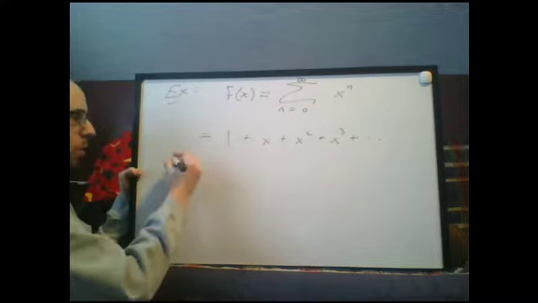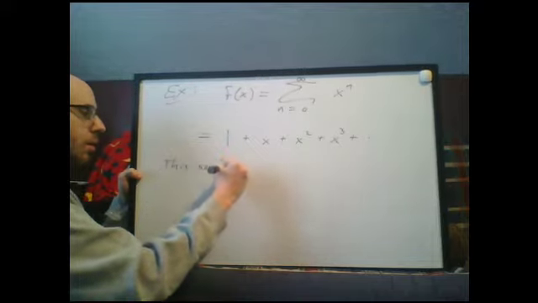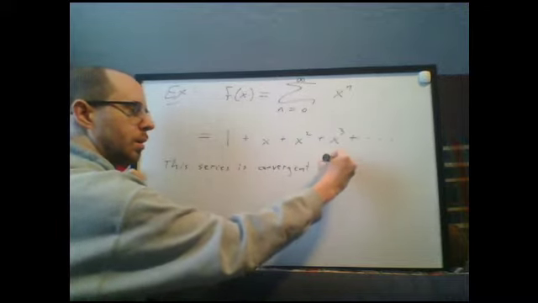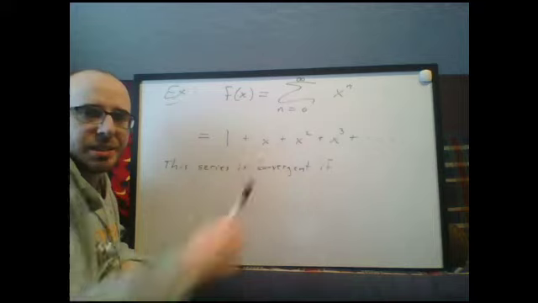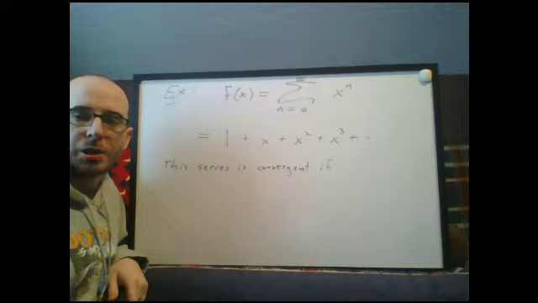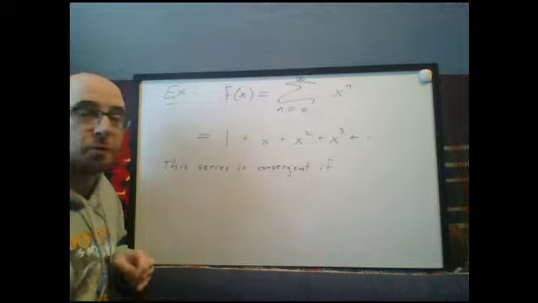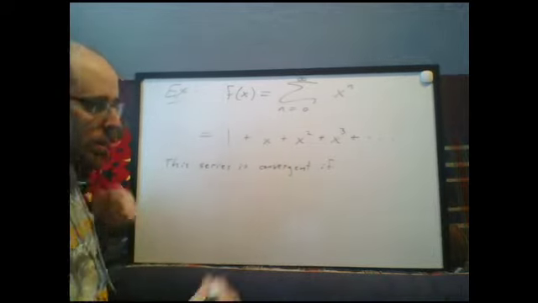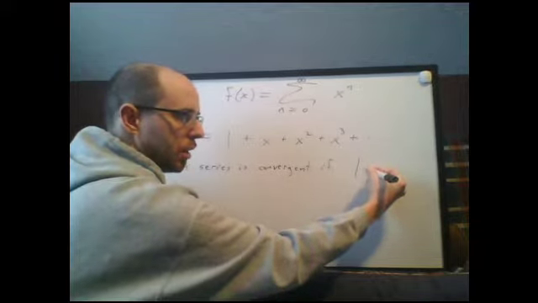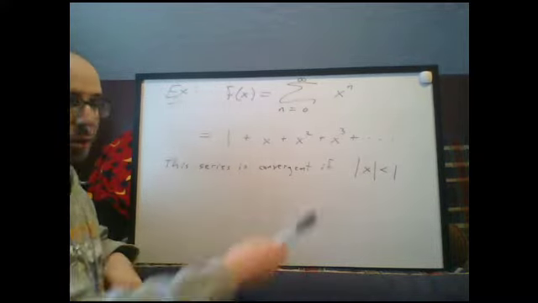So this series is convergent if, well, let's just look at it. This is the same type of series as if we had the summation of r to the n. That's just a geometric series. So for a fixed x, this is a geometric series, and those are convergent if that ratio has absolute value less than 1. And it's divergent otherwise.